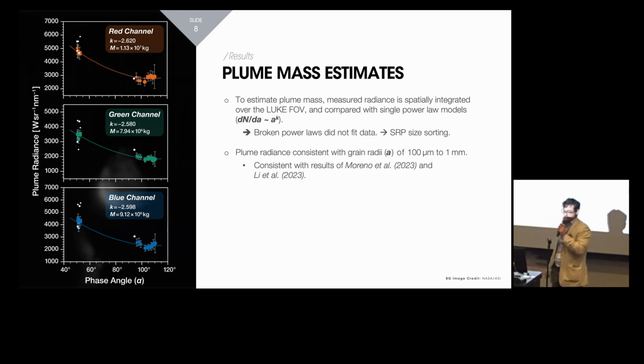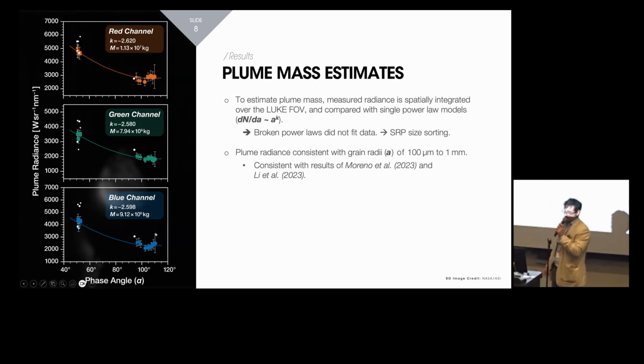Now, the Hubble observations and the ground-based folks saw broken power laws. This is likely due to solar radiation pressure size sorting processes. But because our observations were so quick after the impact, those processes likely haven't had time to take effect. And so we found that a single, unbroken power law was actually the best fit in terms of the retrievals. Our plume grain radii are in the 100 micron to 1 millimeter size range, and they're consistent with the results from the literature.